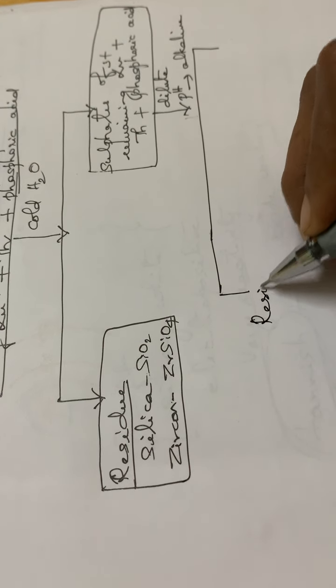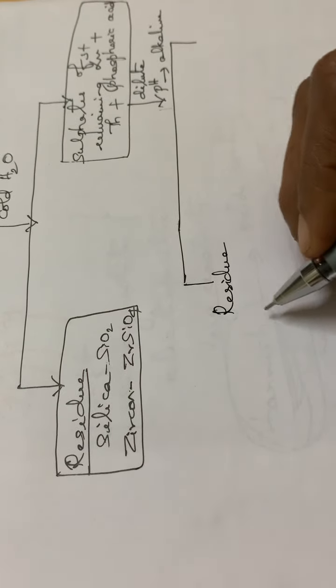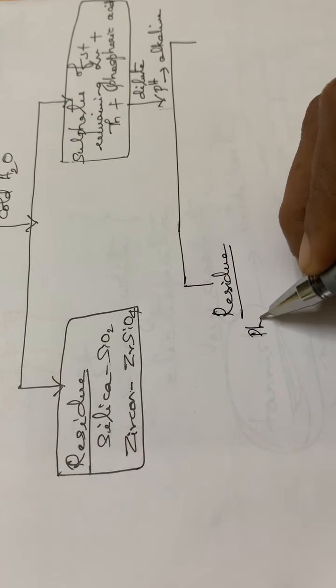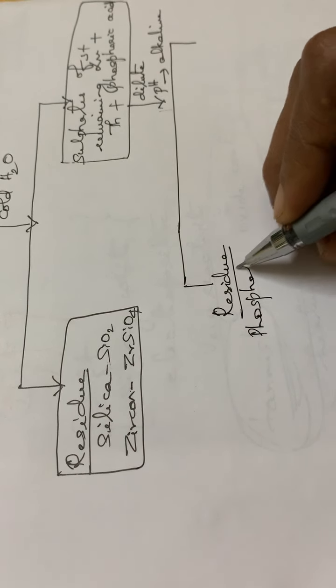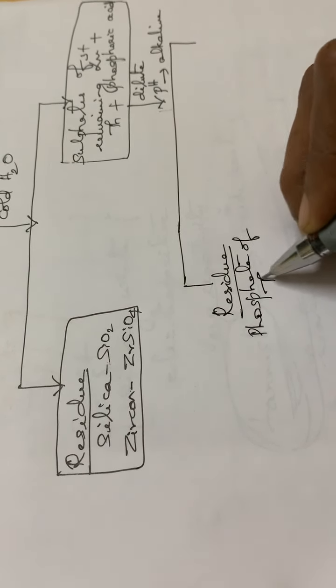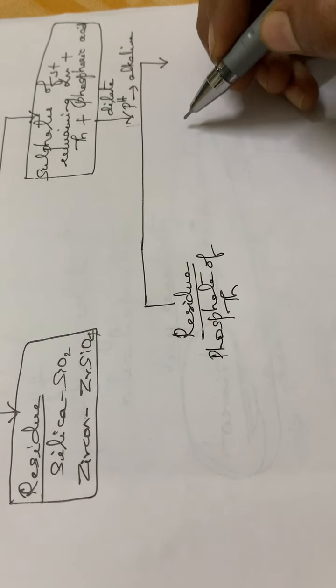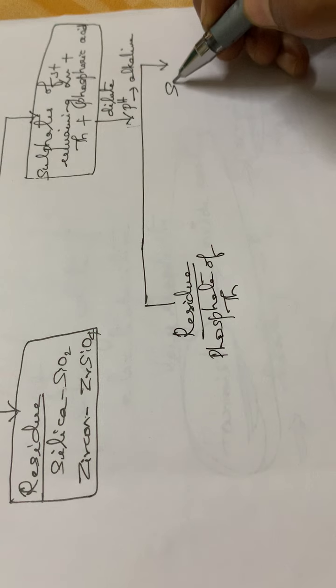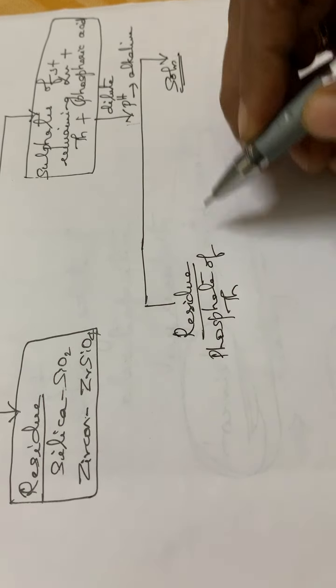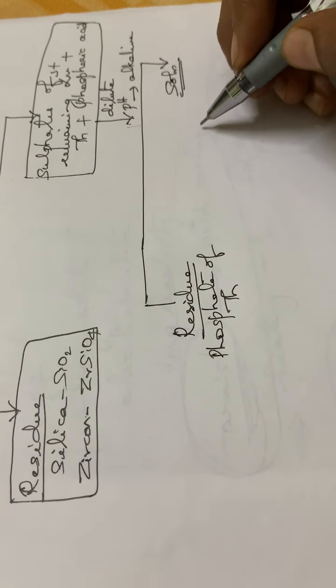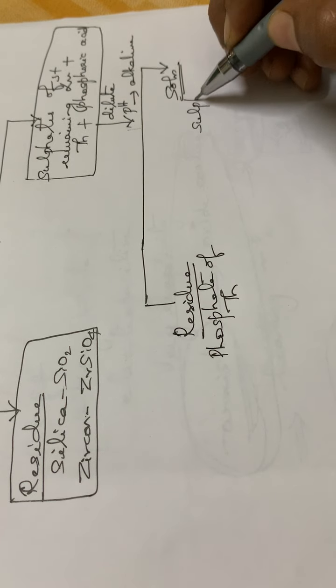In this residue, we will be having the phosphate of thorium. In the residue we have phosphate of thorium, so that thorium is isolated. And again, in the next step, see here that we will be having a residue and the solution part. And in the solution, it will be having the sulfates of lanthanides.